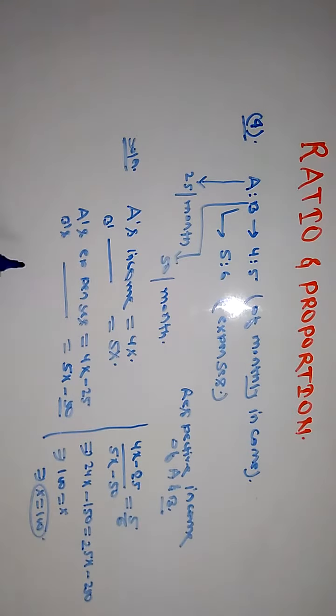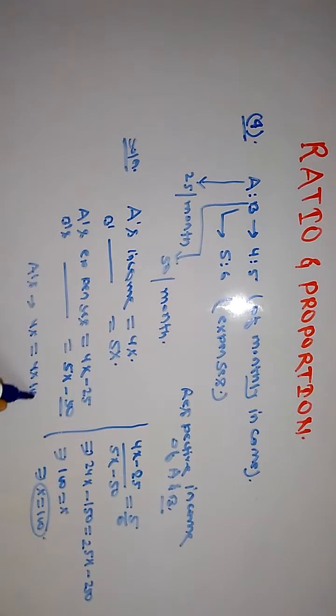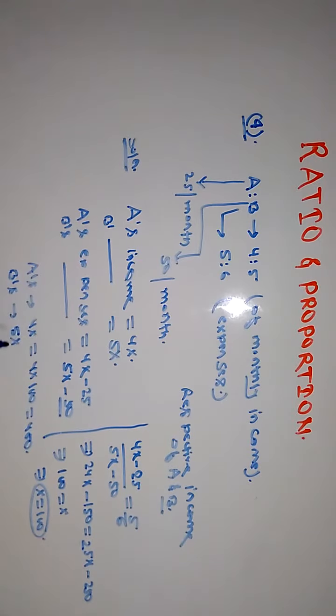So A's income is 4x, which is 4 into 100, that is 400. And B's income is 5x, so 5 into 100, that is 500. Okay, it's clear.